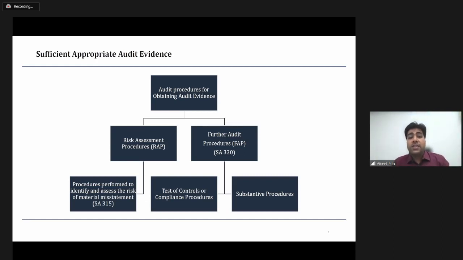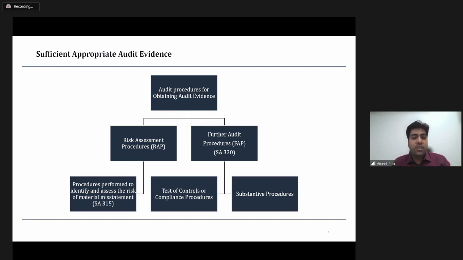The audit procedures can be bifurcated into two parts. Risk assessment procedures, we can also call them RAP. And the second one is further audit procedures, FAP. These are also known as responses to assessed risk. Risk assessment procedures are covered under SA 315, whereas FAP is covered under SA 330.